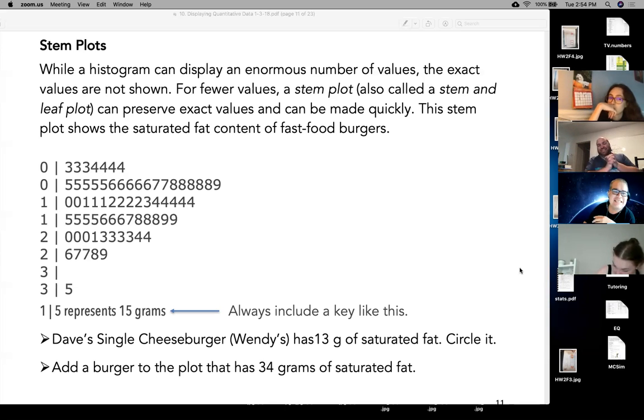Okay. So at this point, we've done dot plots and we've done histograms, and now it's time to do stem plots. While the histogram could display an enormous number of values, the exact values are not shown. For fewer values, a stem plot, also called a stem and leaf plot, can preserve the exact values and can be made relatively quickly. Here is the stem plot for the 69 hamburgers that we've been dealing with for this entire chapter. You'll notice you have these numbers to the left. They're called the stems. And then you have a vertical line. The vertical line is kind of broken, but usually the vertical line goes straight through.